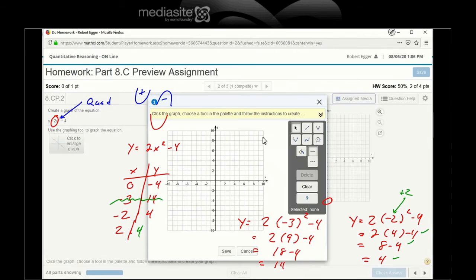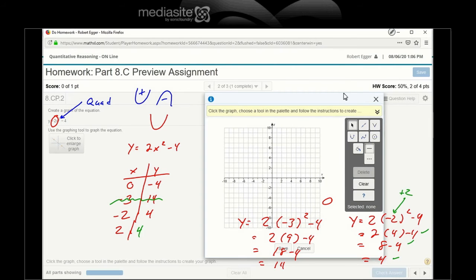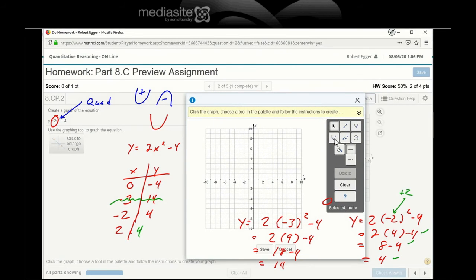So let's try now. Do quadratic. And let's go left to right: -2, 4; 0, -4; and 2, 4. Let's see what we have. 0, -4, okay. -2, +4, and 2, +4. So it looks something like that.